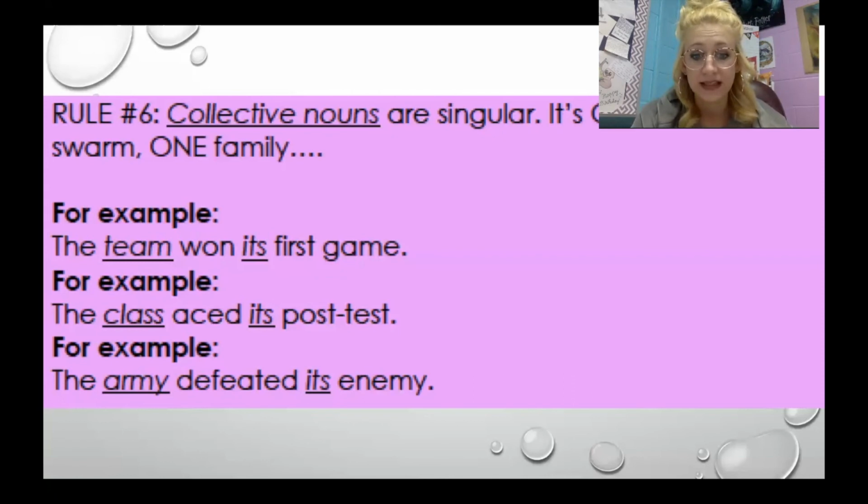Similarly, the army defeated its enemy. Not there, it's one army. Now if I'm talking about the group, if I say the team members, plural, then it would be won their first game. So I'm talking about all the members individually. But if I'm just saying the team, it's one team. It's the swarm of bees went to its hive. Swarm of bees. Even though it's many bees, I'm talking about one swarm. Singular. That's called a collective noun. And that's it. That's the last rule.